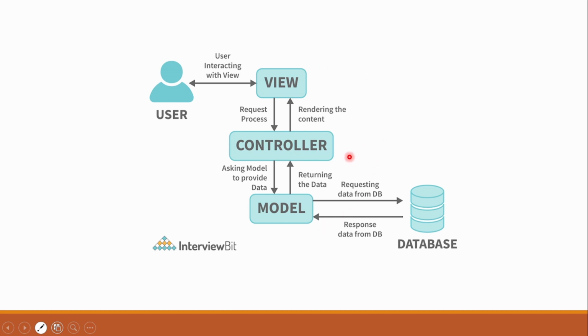The controller receives the request from the view and then asks the model to provide the data. The model then requests the data from the database and waits for a response. Once the model receives the data from the database, it returns the data to the controller, which then updates the view with the new information. Finally, the view renders the content to the user. This process is repeated every time the user interacts with the application.